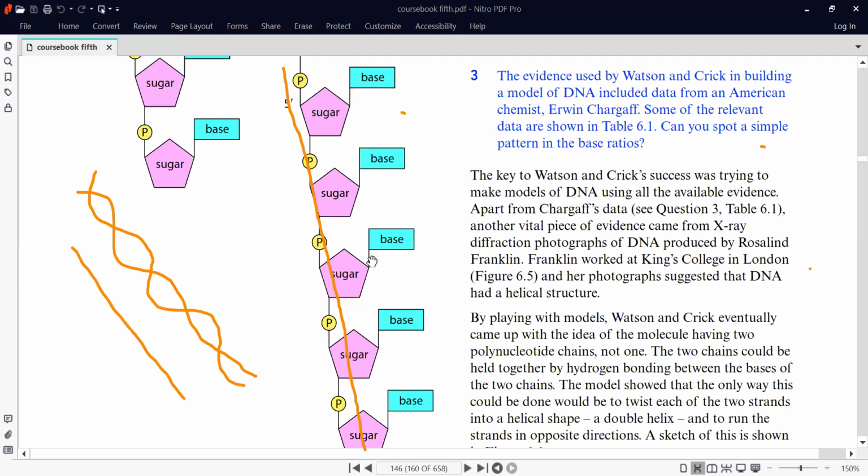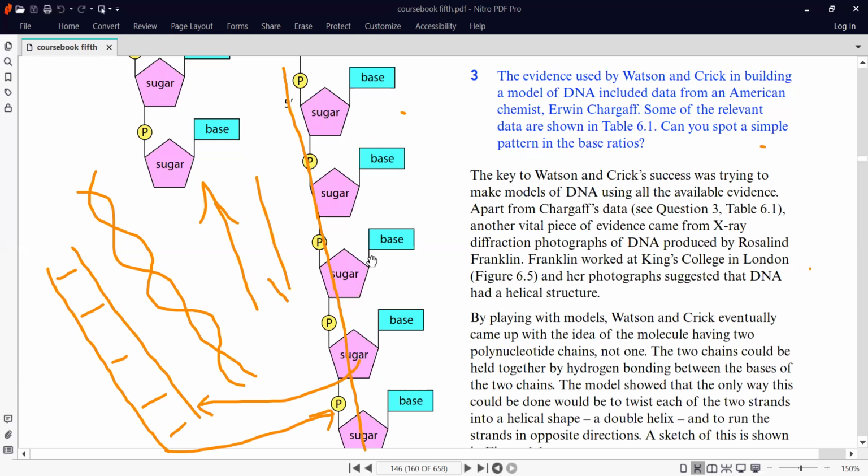When we uncoil or untwist this structure, it looks like a ladder where the backbone is made up of sugar and phosphate on both sides. This backbone and this backbone are made up of sugar and phosphate. Number two, DNA is an anti-parallel structure. Anti-parallel means if one phosphate is heading upward, the other phosphate is heading downward.